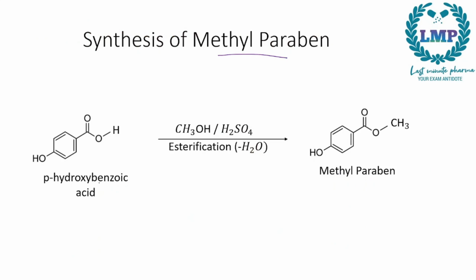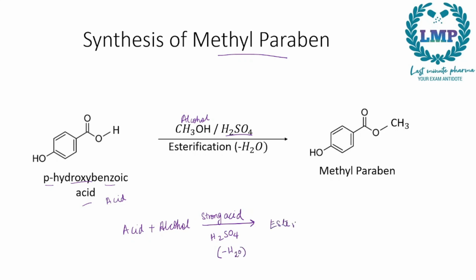So the synthesis of methyl paraben, we will start with para hydroxy benzoic acid. So we take para hydroxy benzoic acid, we take ethanol in the presence of sulfuric acid. So there would be esterification. So there is an alcohol and an acid in the presence of H2SO4. So if you add an acid to an alcohol in the presence of a strong acid, for example H2SO4, there will be dehydration, that is removal of water, and you will get an ester.